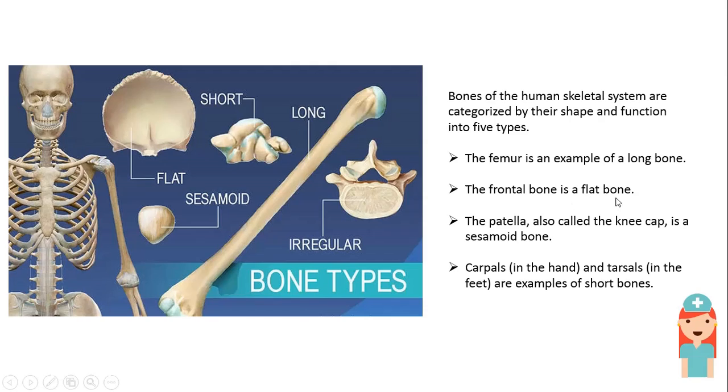The frontal bone is a flat bone. The patella, also called the kneecap, is a sesamoid bone which is found in the knee. Carpals and tarsals are examples of short bones. So we will be seeing each type and their functions in the later slides.